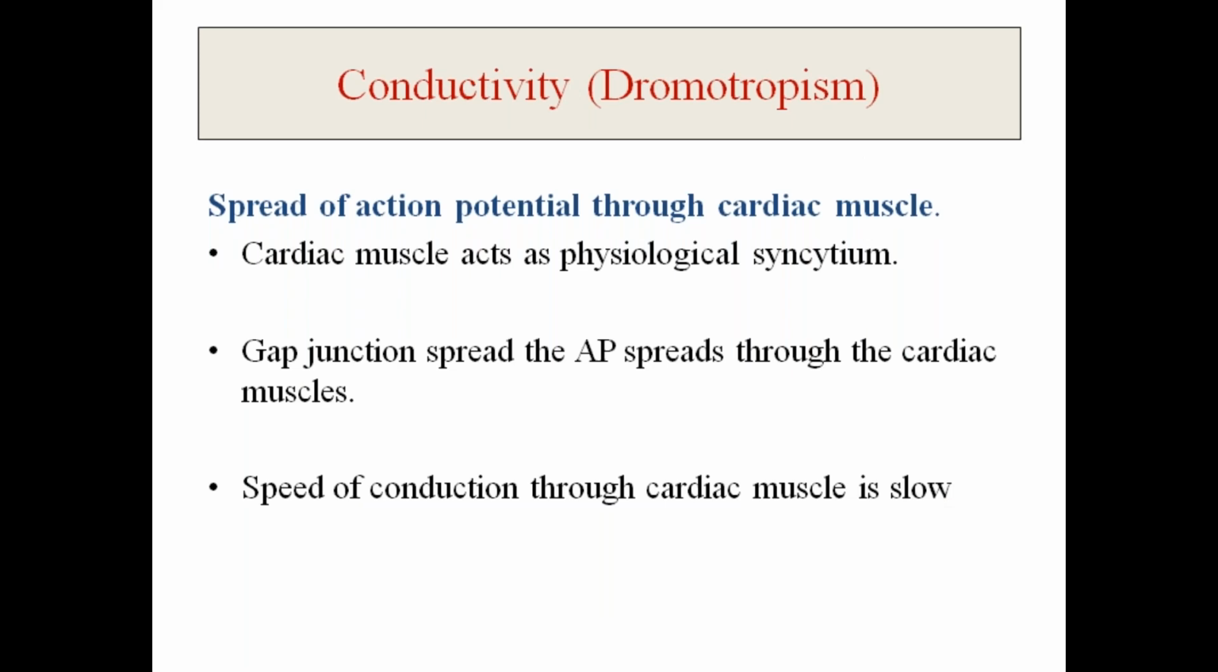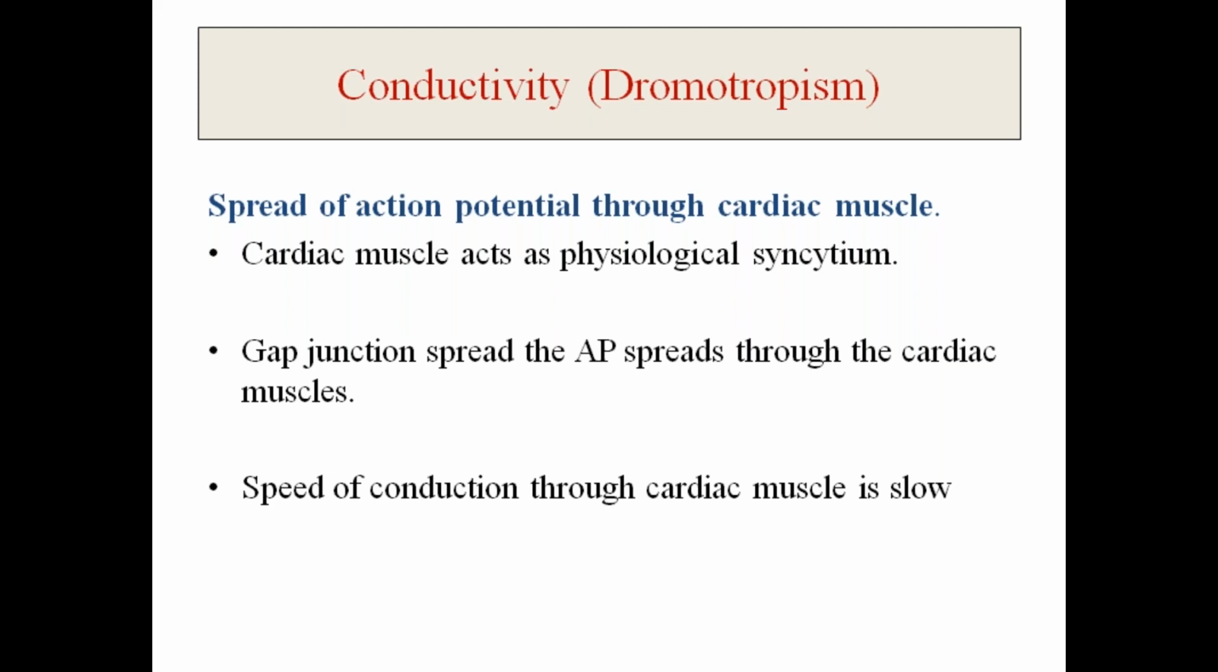Now coming to conductivity, which is another property of cardiac muscle. We know that cardiac muscle acts as a functional syncytium. We have seen that cardiac muscles are connected to one another through intercalated discs and through gap junctions, and because of that, an impulse at one location can transfer to the other cells. But the speed of conduction through these intercalated discs is very slow.